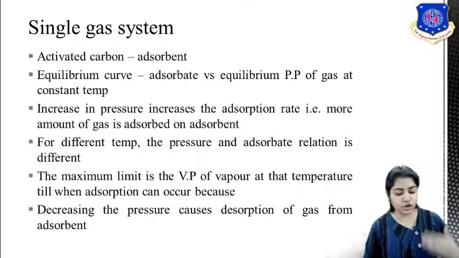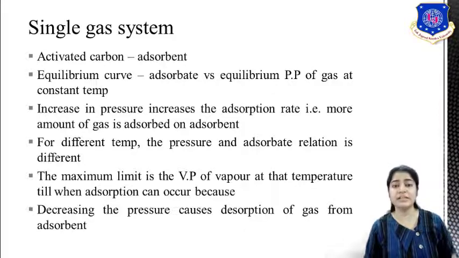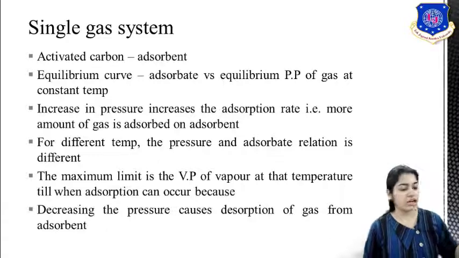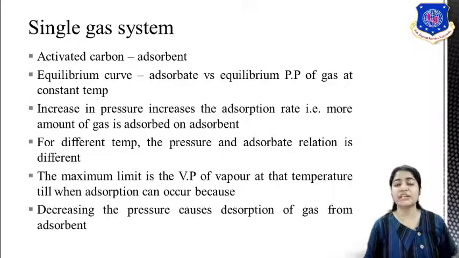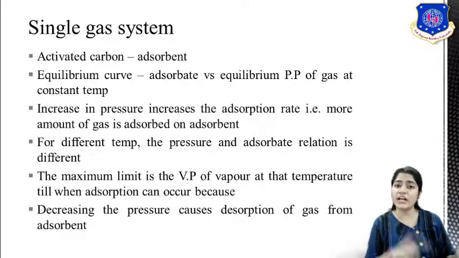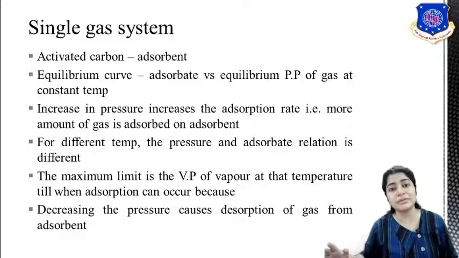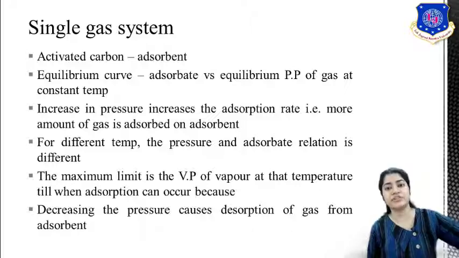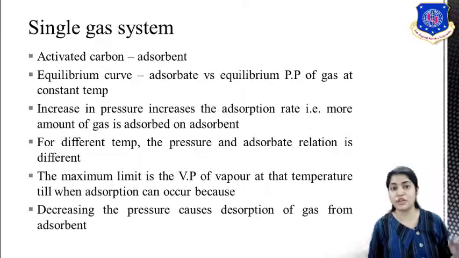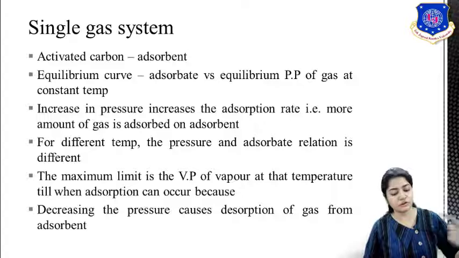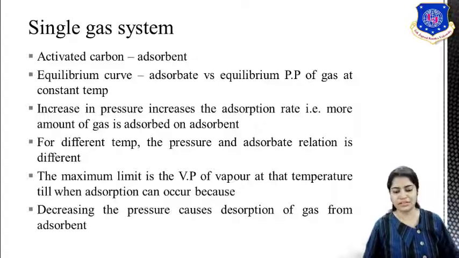When we talk about equilibrium condition, it means that is the maximum limit. The maximum limit here is the vapor pressure corresponding to that temperature. Suppose I am taking my experiment at 30 degrees Celsius, then my maximum limit is the vapor pressure. Up to that pressure only can I increase my pressure to increase the rate of adsorption. The reverse is also true: if you decrease the pressure, desorption occurs. Desorption means removal of your solute gas from the adsorbent surface.